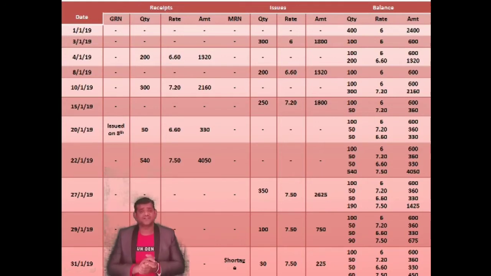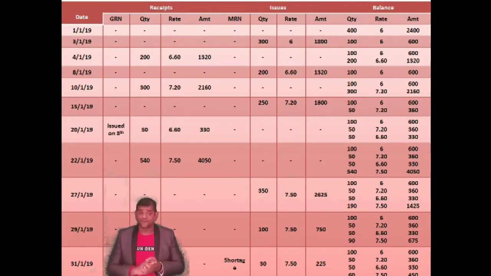On 3rd January 2019, there was an issue. So all the receipts sub-columns are nil. GRN nil, quantity nil, rate nil, amount nil. Under issues, MRN nil, but quantity is the number of units we are issuing, 300 units. So 300 into 6 comes to 1800 rupees. Then the balance is 100 units at rupees 6, that comes to 600 rupees.